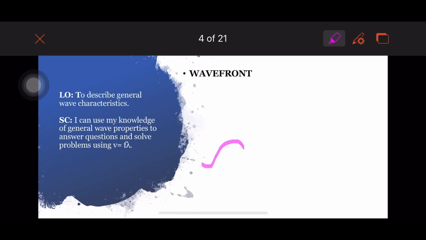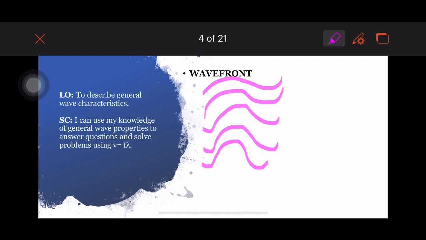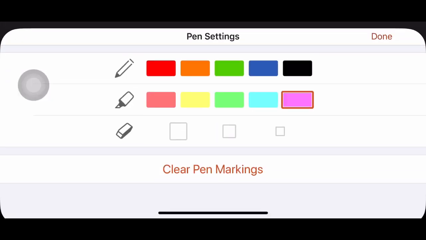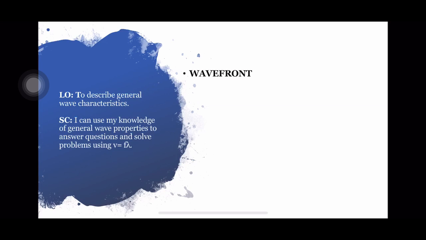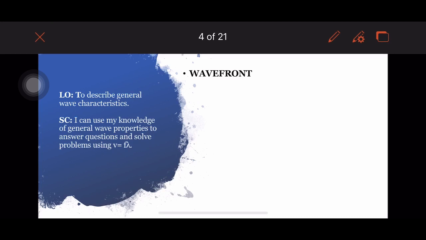What do we mean by wavefront actually? If we have a series of identical waves formed on water, and we draw a line connecting all the crests of those identical waves, that is called the wavefront. I don't know the significance of it. I didn't see any question regarding wavefront last year, but just in case you need that knowledge, that's additional knowledge for you. Moving on.